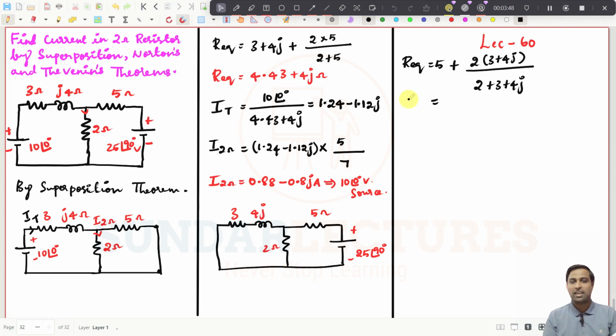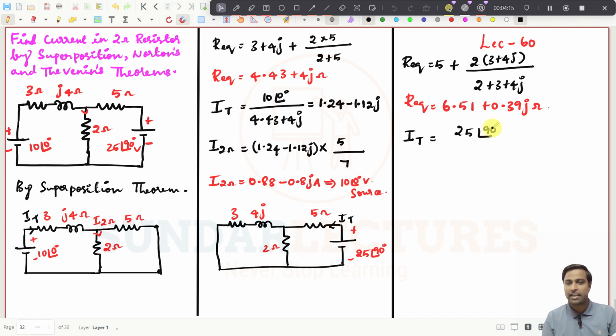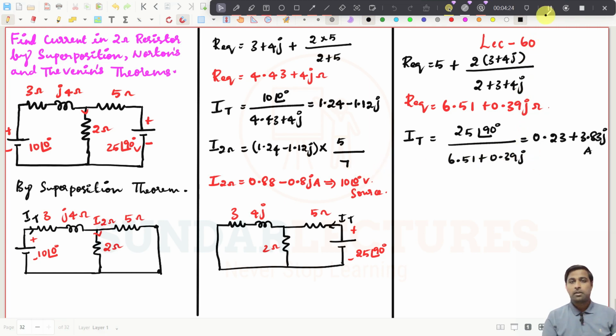If I find the equivalent resistance, I am getting 6.51 plus 0.39j, right? This is the equivalent resistance. Now I know the total resistance, so if I want to find IT, IT should be equal to 25 at an angle of 90 degrees divided by 6.51 plus 0.39j. If I simplify this, I am getting 0.23 plus 3.83j amperes. So now I know the total current.